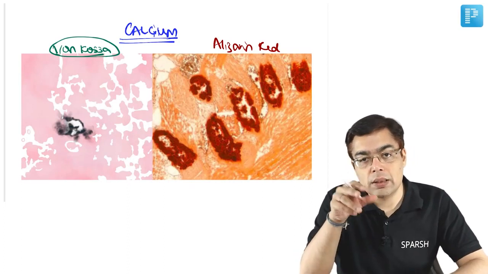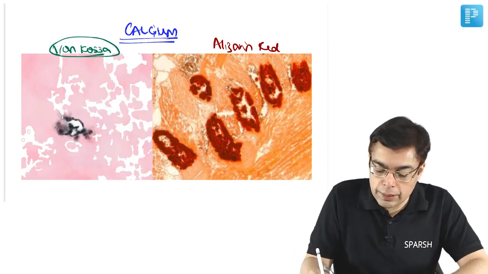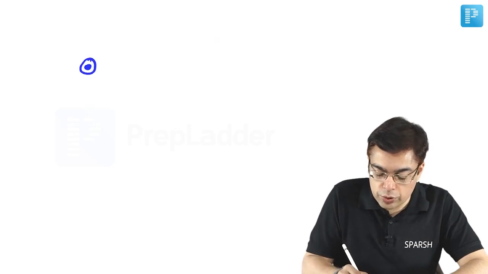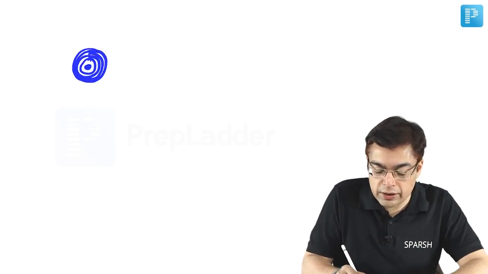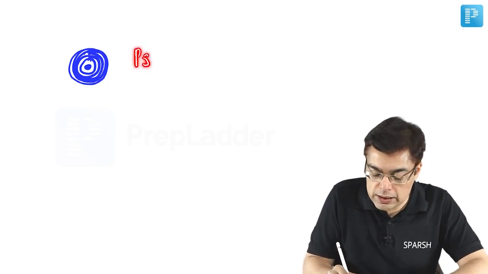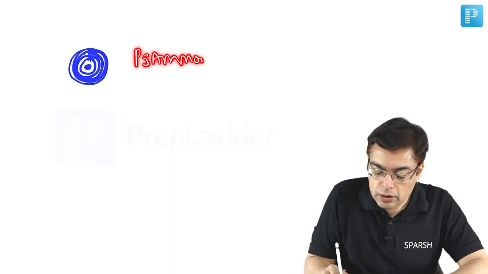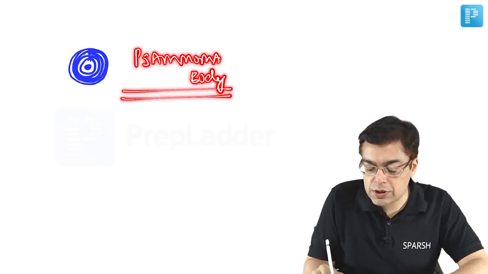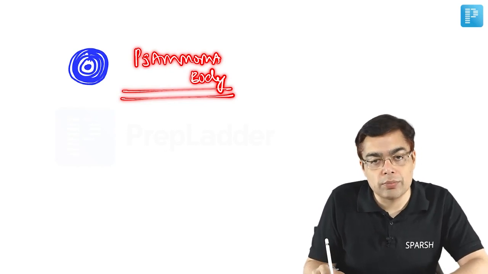Because they have calcium deposition, the calcium deposition in them takes place in a peculiar fashion wherein the calcium is deposited in a concentric ring-like fashion, and that is given a special term: psammoma body. So basophilic deposition of calcium in concentric ring-like fashion is what is given the term psammoma body.